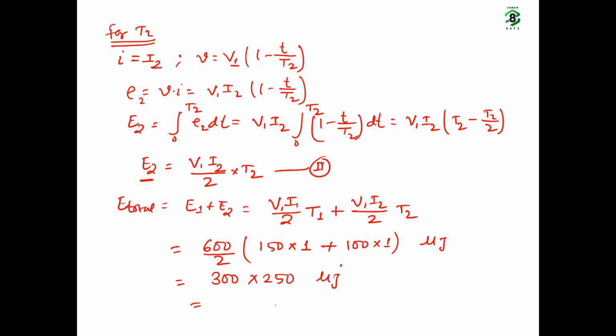When we convert micro into milli, we have to divide by 1000. 300 into 250 divided by 1000, so it is millijoule. 1 2 3 cancel, that is 75 millijoule. So the correct answer is 75 millijoule.